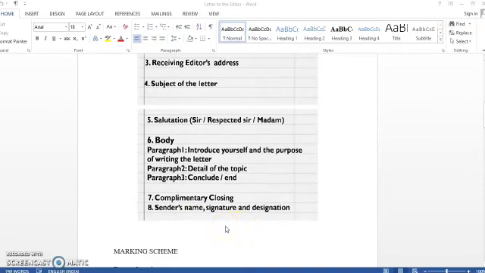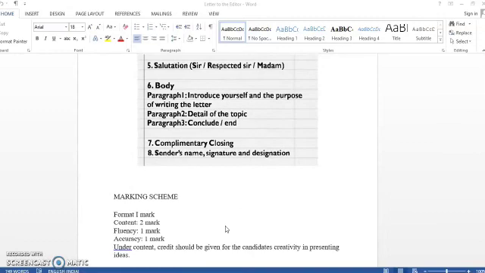Now here this time the letter to the editor is going to be of 5 marks. So for format you're getting 1, content 2 and expression divided into fluency and accuracy 2 marks. That is 1 for fluency and 1 for accuracy. Now under content, credit is given for the candidate's creativity in presenting the ideas.